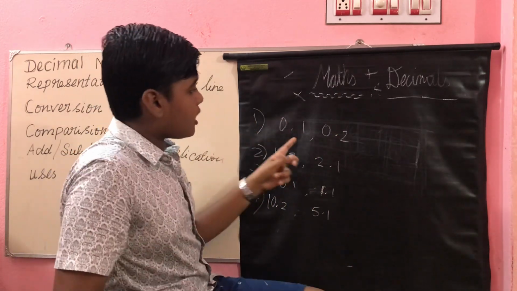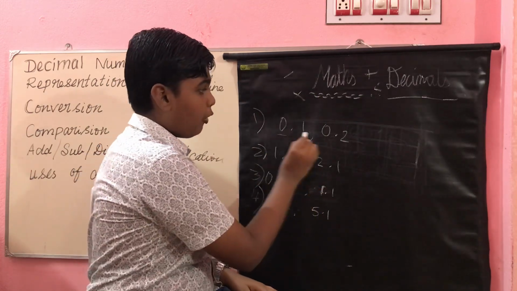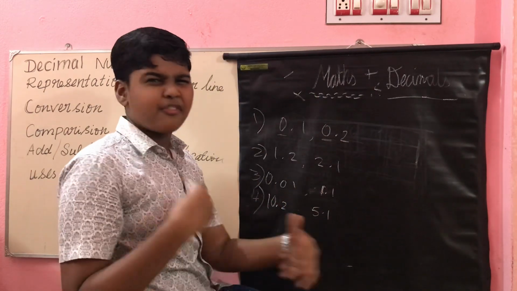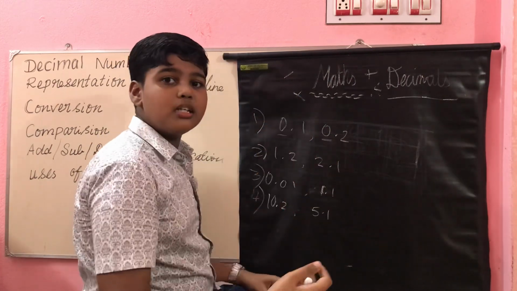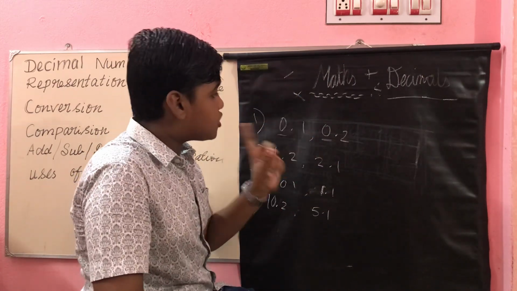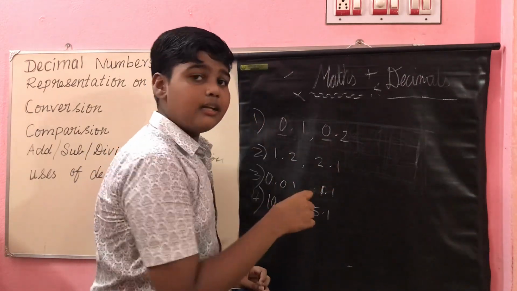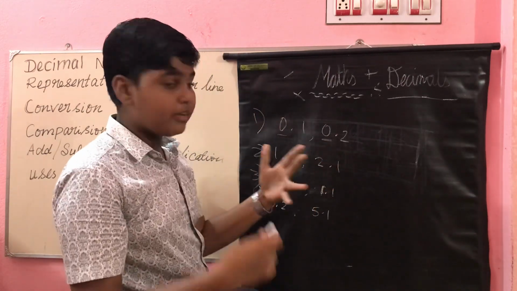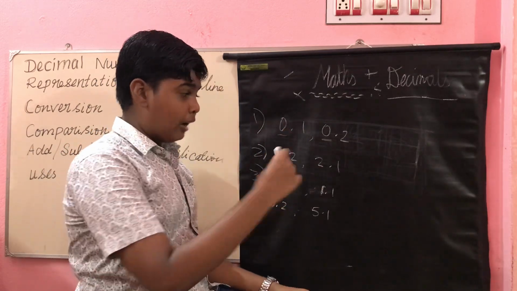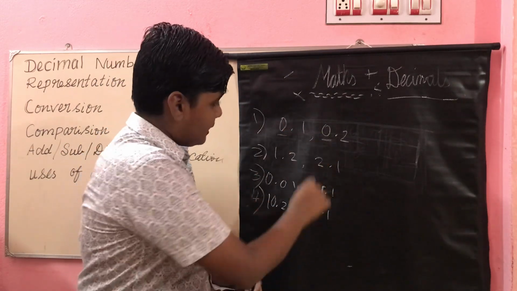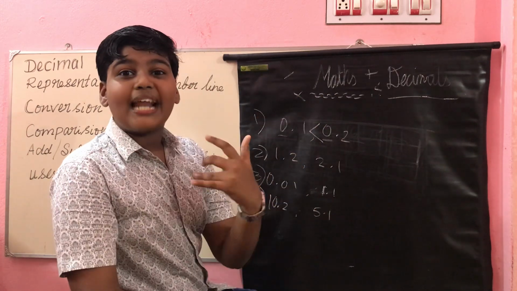Okay. So 0.1, 0.2. First step is check the whole numbers. So here is 0. So we don't need to check both. We can leave it. Check the decimal part. So which one is greater? So 2. So we need to write. So this will be greater than this, right? So this is how we used to compare two decimal numbers. So I want to tell you one more thing, but before that let me complete this. So this will be greater. Okay, now what's like and unlike?